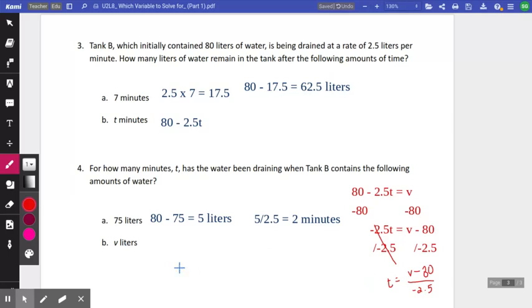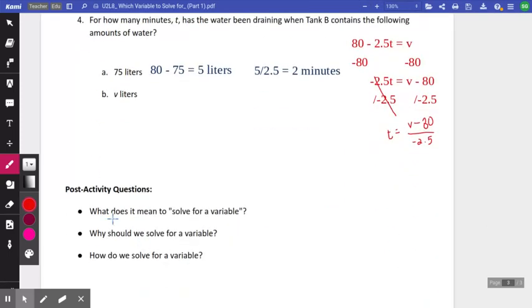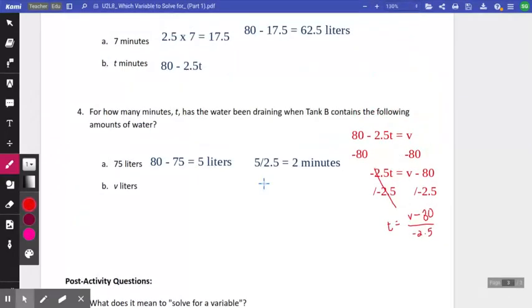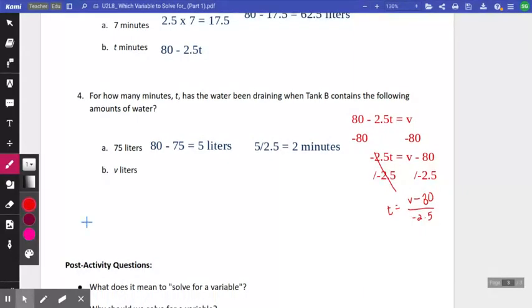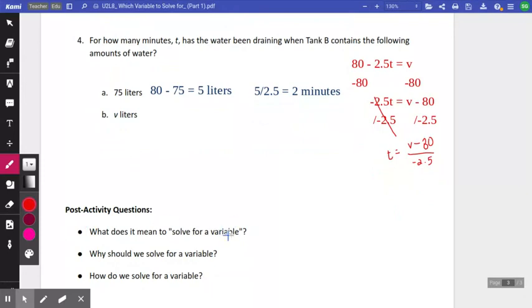To help us summarize what's going on in this lesson, I've got a few questions for you. The first is, what does it mean to solve for a variable? In these problems, I've been talking about how we're going to solve for V, we're going to solve for T. Ultimately, what does that mean? Well, solving for a variable means getting that variable by itself, or you might hear isolating the variable, which just means get it by itself. If I wanted to solve this equation for T, I'm trying to get T all by itself to come up with an expression using V, or V liters.